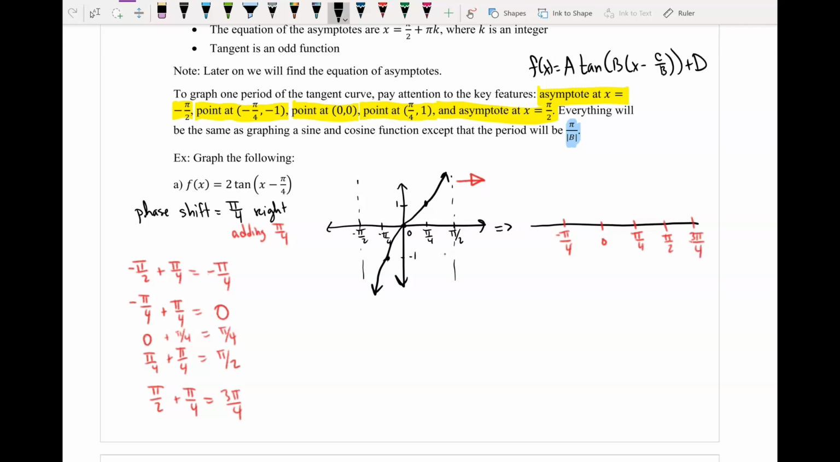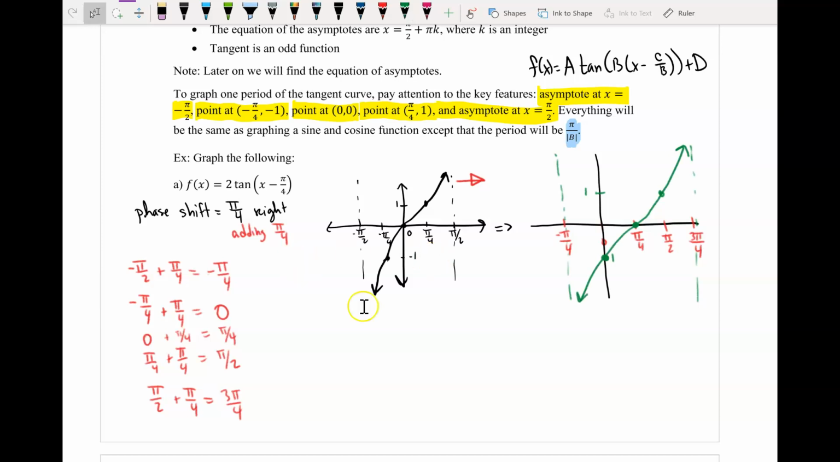Let me go ahead and draw this. Remember, the first one is my asymptote. Then the next one's at -1. My next one's at 0. My next one's at +1. And the last one is an asymptote. So my graph looks like that.